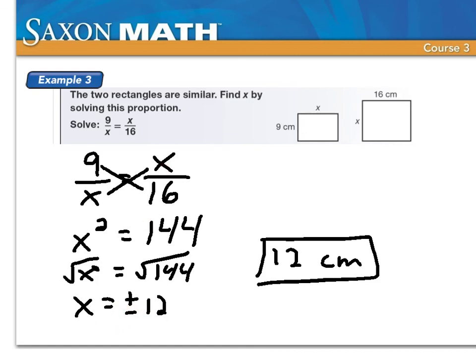Okay, so mathematically, when we solve this, we do have two answers, because 12 times 12 is 144, and negative 12 times negative 12 is 144. But the only one that makes sense in this case is the positive version, because we're talking about a distance, we're measuring something, and we can't have negative distance. Okay, I can't go negative centimeters. And we've got one last example for you, so let's move on to it.